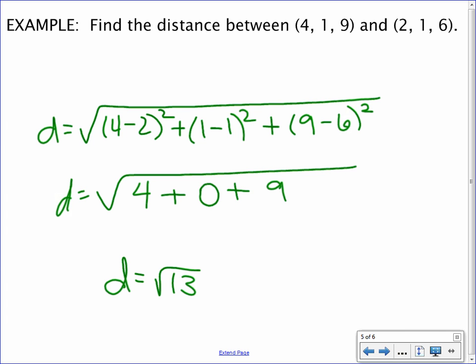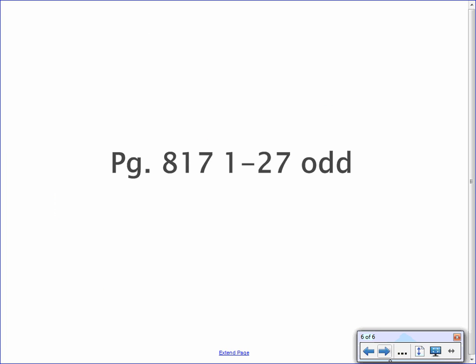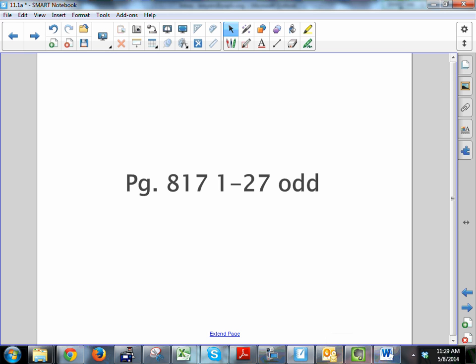Okay? You have 2 things to do in your homework. Plot points, maybe identify some octants, and find distances. That is the lesson for today. Okay?